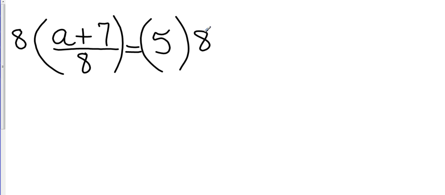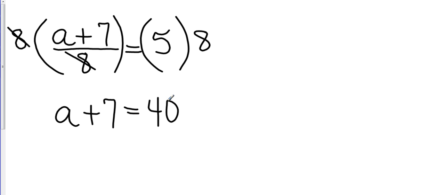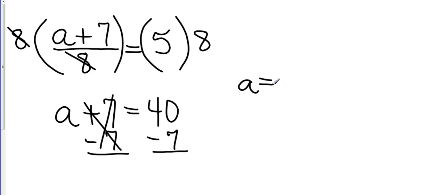by 8. In this case, the 8's will cancel, and that gives me a plus 7 equals 5 times 8 is going to give me 40. Now, I've got one step to go. This is just like our one-step equations from last week. Because that is a plus 7, I'm going to subtract 7 because I do the opposite operation to balance it out. Those will cancel. So that leaves me a equals 40 minus 7, which is going to give us 33.